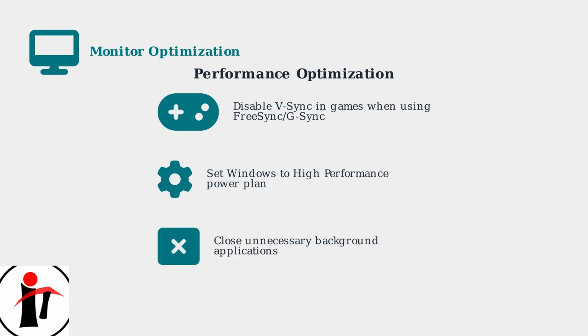Close unnecessary background applications to free up system resources and maintain stable frame rates during gaming sessions. With these optimizations complete, your Sceptre monitor is now configured for maximum 240 Hz gaming performance.